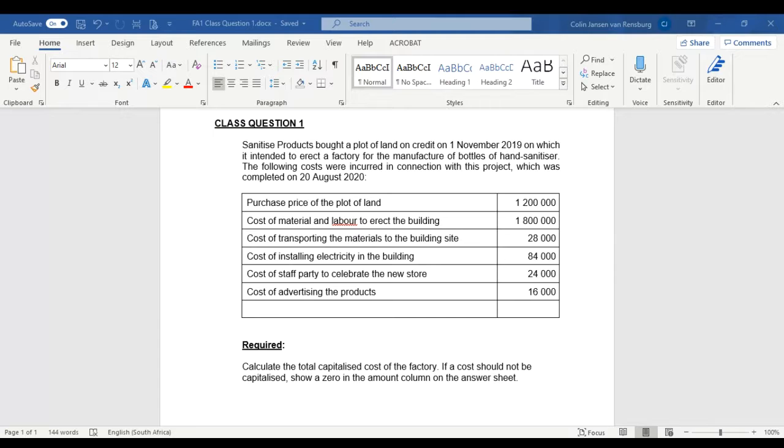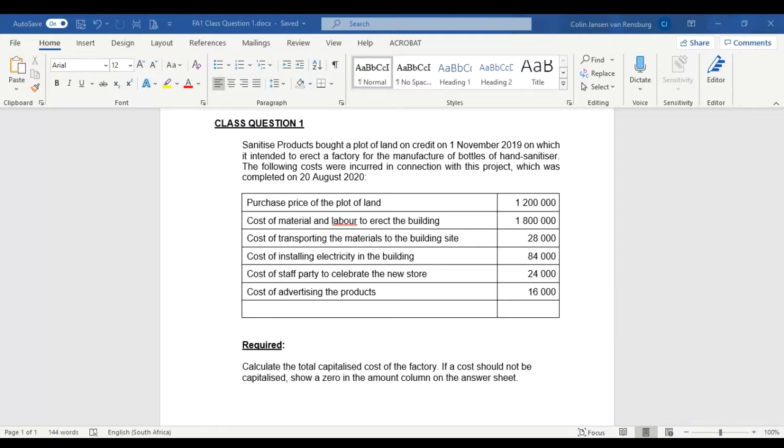Good day, students. In our introduction class to property, plant and equipment, we saw how you determine the cost of property, plant and equipment, and we said that it will include the purchase price and it will also include directly attributable cost. And then we typed there a definition of directly attributable cost, and we also discussed what it means. So here we've got an example.